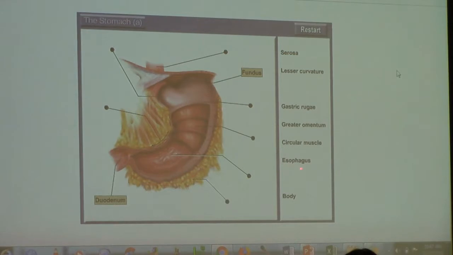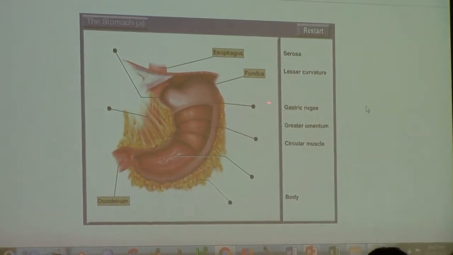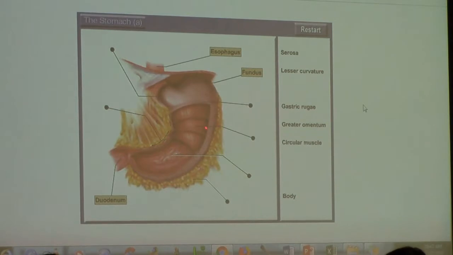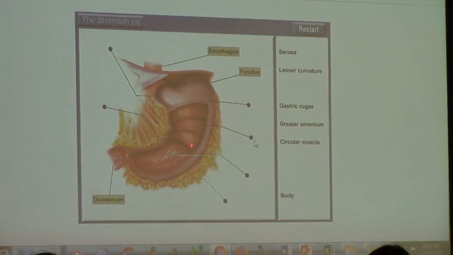Say again? Esophagus. This one here? Ruby. You want Ruby to be here. I don't think so.